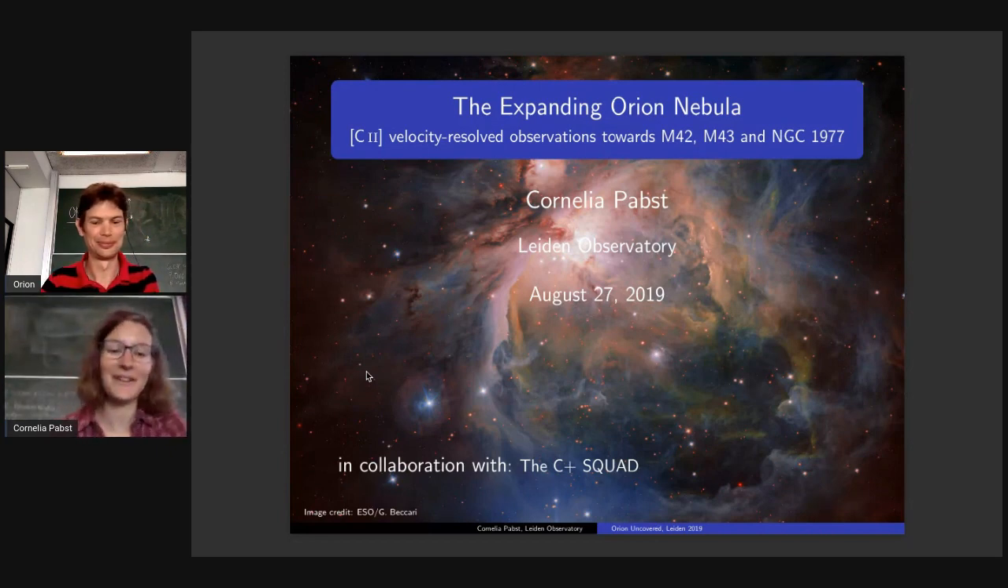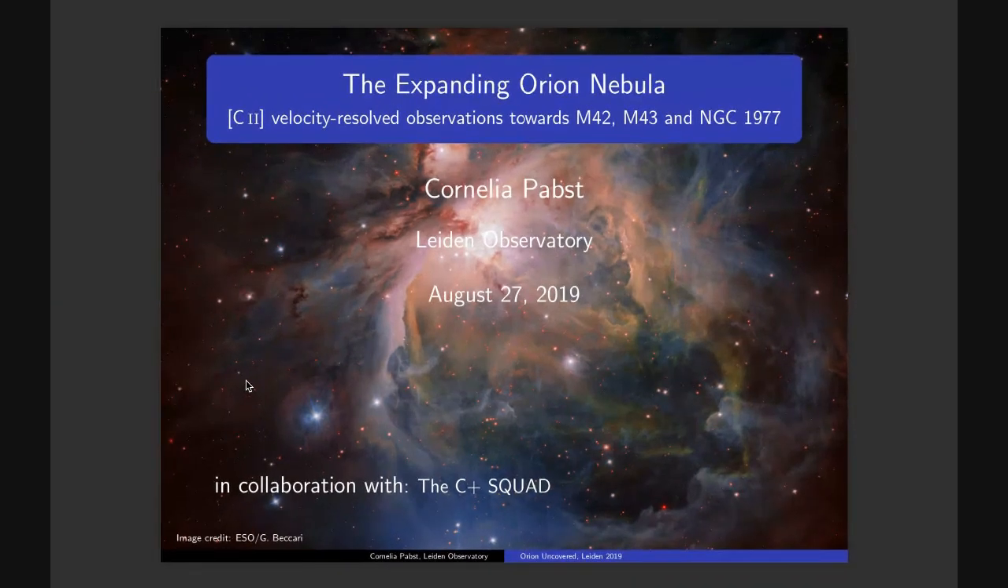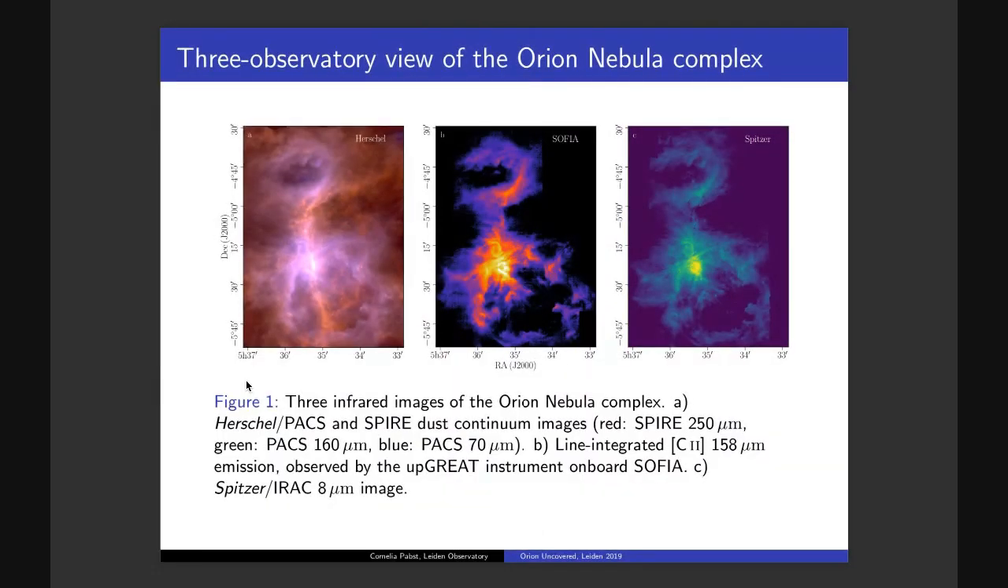Yes, thank you. What I'm going to present is some velocity resolved C+ observations from SOFIA taken by upGREAT towards the Orion area, so basically M42 with M43 and NGC 1977 to the north. I'll first show you an overview of the whole region.